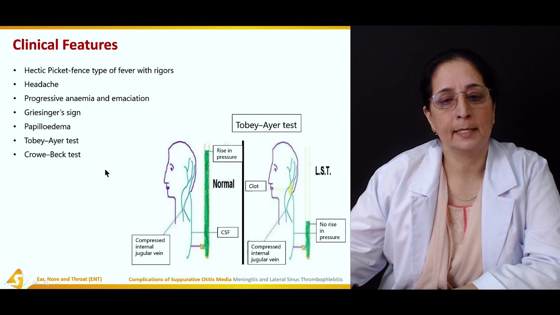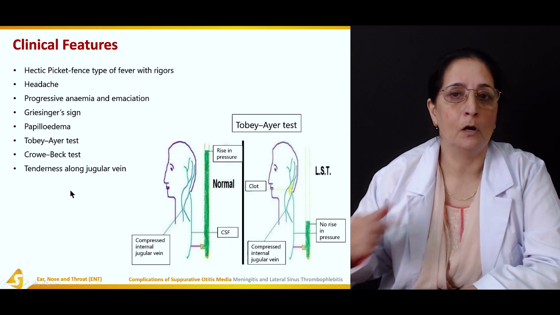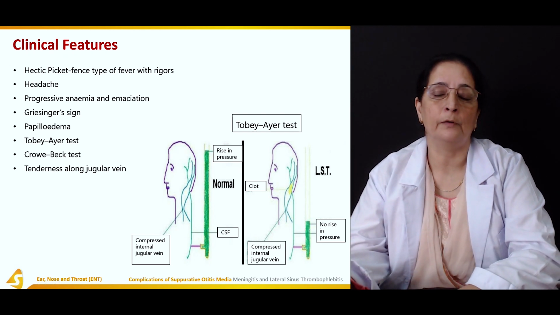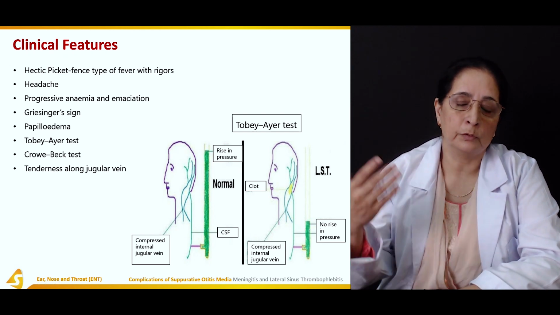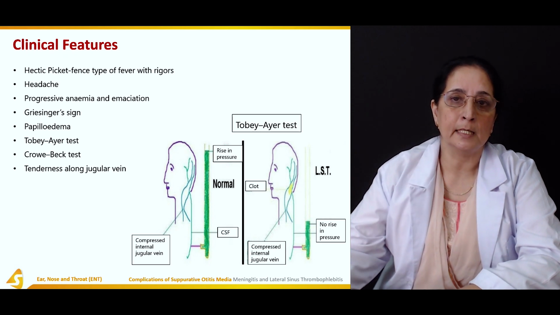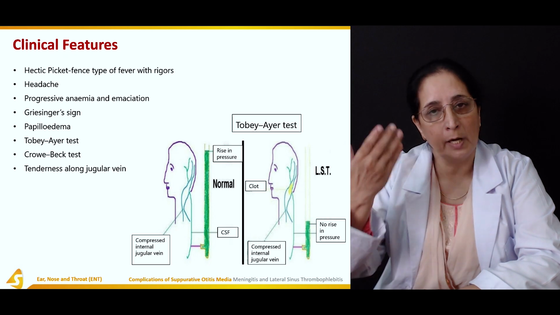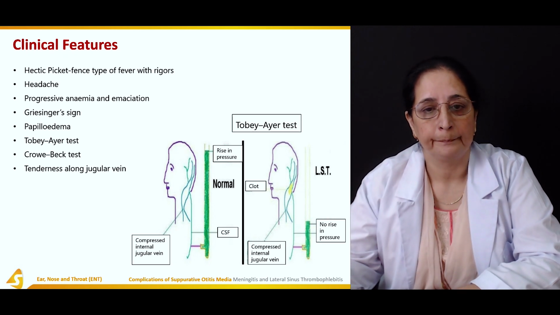Then Crowe-Beck test, tenderness along the jugular vein because of phlebitis. It's inflammation of the vein, so there is pain and tenderness present in the jugular vein in which most of the veins come and drain.